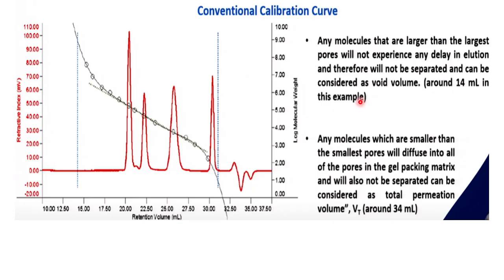This is the conventional calibration curve. Any molecules that are larger than the largest pore size will not experience any delay in the elution and therefore will not be separated, and can be considered as the void volume. And any molecules which are smaller than the smallest pore will diffuse into all the pores in the gel, that is the stationary phase packing matrix, and will also not be separated, and can be considered as the total permeation volume. So this is the way to make the calibration curve.